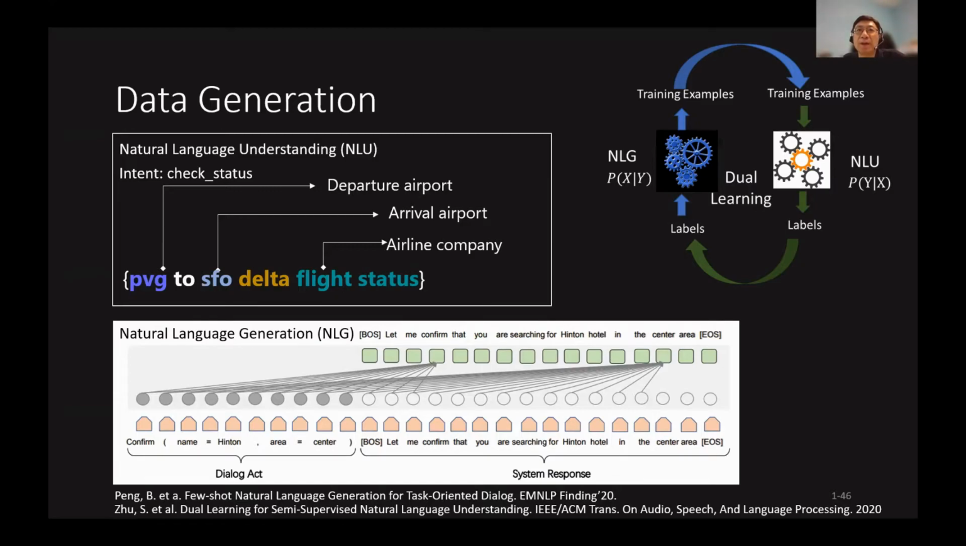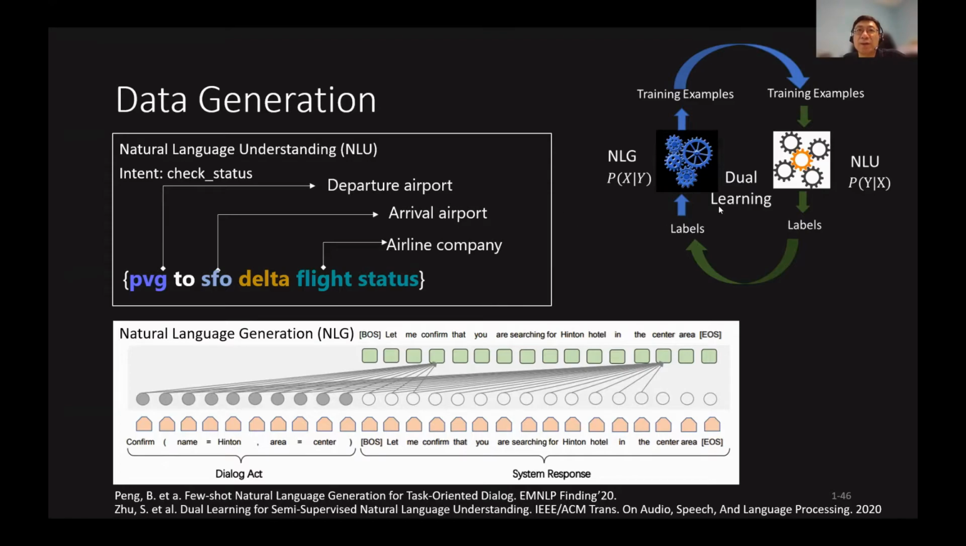Then the problem is how to build an NLG model. One example is Peng et al.'s work. So the authors apply a GPT model to fulfill this task. You can find the details in the paper if you are interested in the generation process.